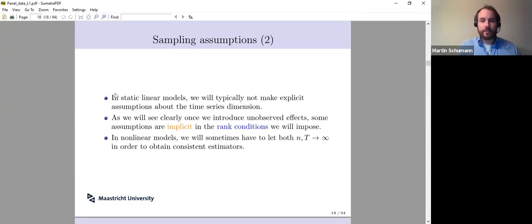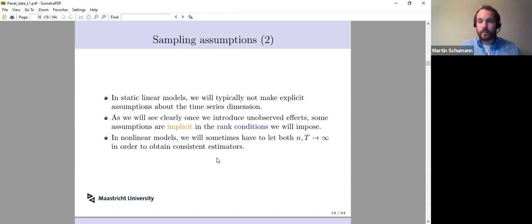In the linear models that we consider, we will typically not need to make explicit assumptions about the time series dimension. Some assumptions about the time series dimension are going to be implicit in certain rank conditions that we have to impose for consistency, or to be more precise, for identification of estimators. In particular, as we will see, once we include unobserved effects, we cannot allow, for instance, for perfect dependence across time. So for instance, that every variable in each time period is simply the same. That will not work if we include individual heterogeneity.